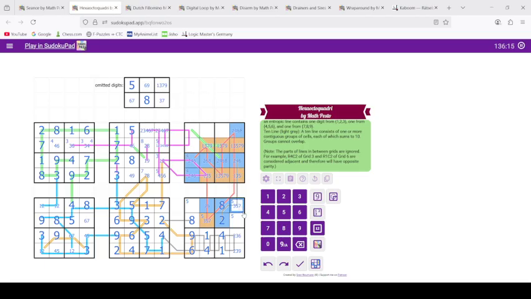If this is a 7, then 3 is missing from this grid. This is a 1, 2. And 7 is missing from this grid. Is that the case? Not necessarily. It could be 7 or 9.